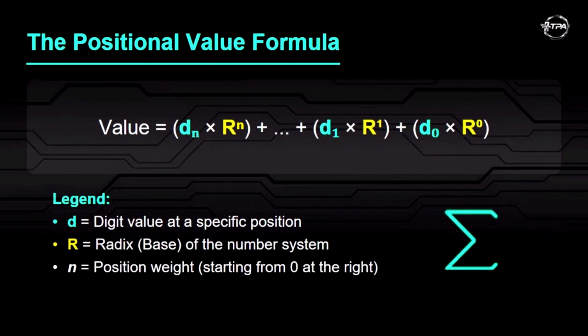Positional value formula. The value of any number depends on digit position. Formula is digit multiplied by radix power of position. Each digit has different weight depending on its location. Same digit can have different values at different positions.